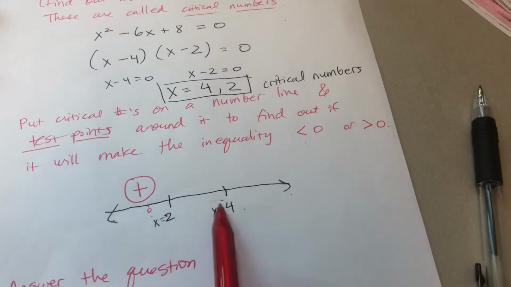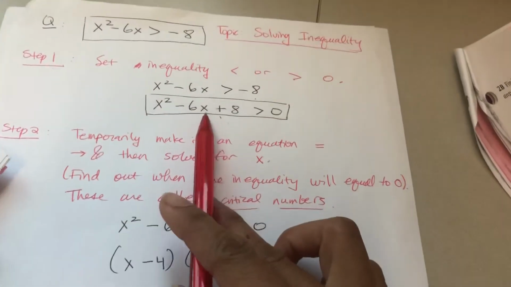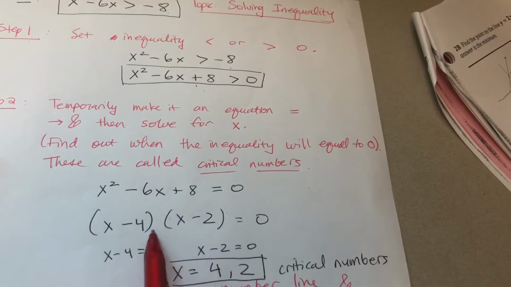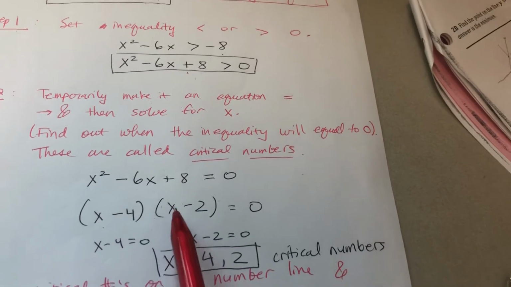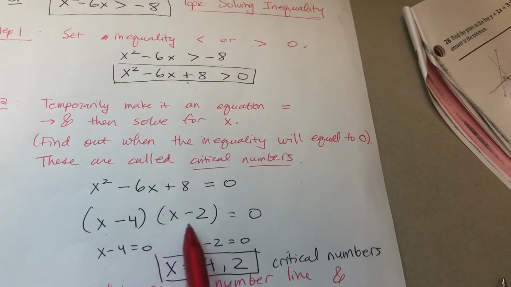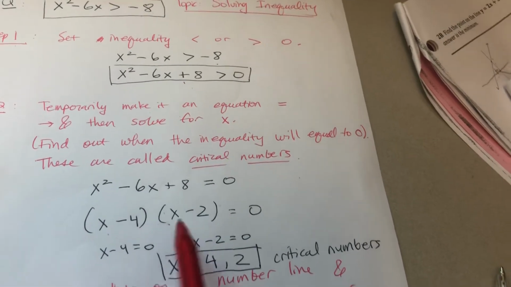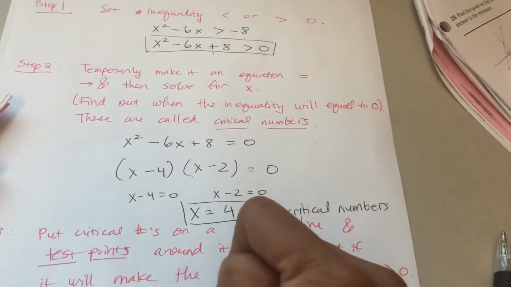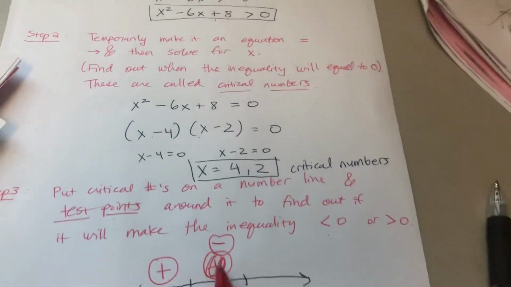I'm going to plug in a number between 2 and 4, say the number 3. If I plug 3 in here, do I get a positive or negative number? Again, you can plug it in this one or this one. It doesn't matter because they're the same thing. This is the factored form. If I plug 3 in here, I get 3 minus 4, which is a negative number, and 3 minus 2, which is a positive number. Negative times a positive will give me a negative number. I don't care what the number is. I just want to know whether it's positive or negative. So when I plug in 3, I get a negative.